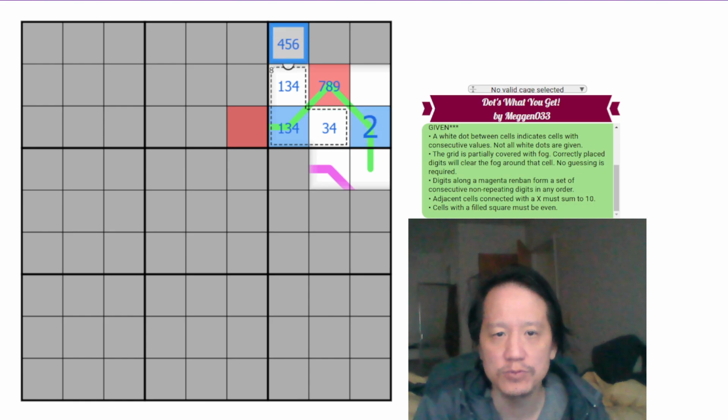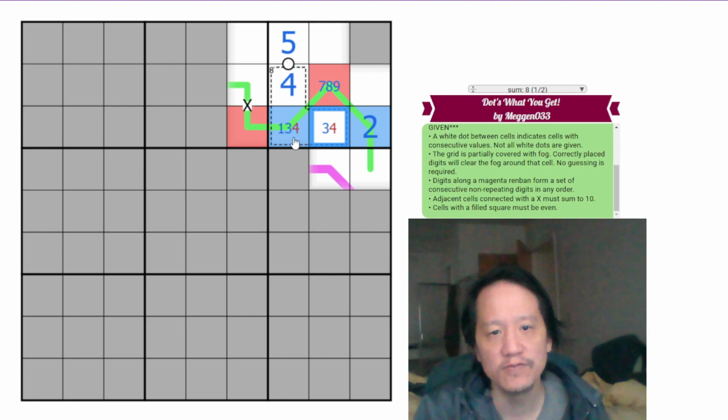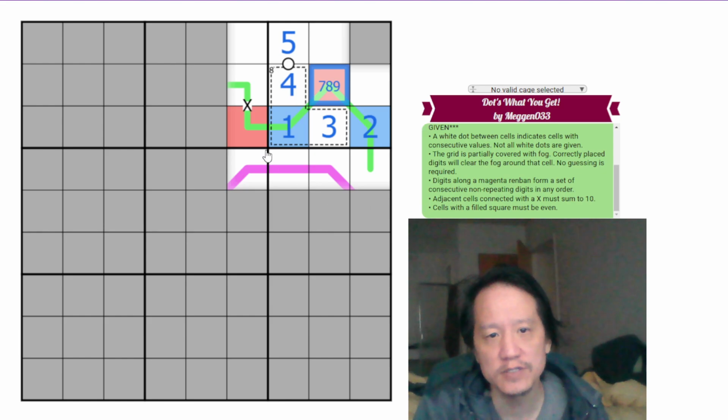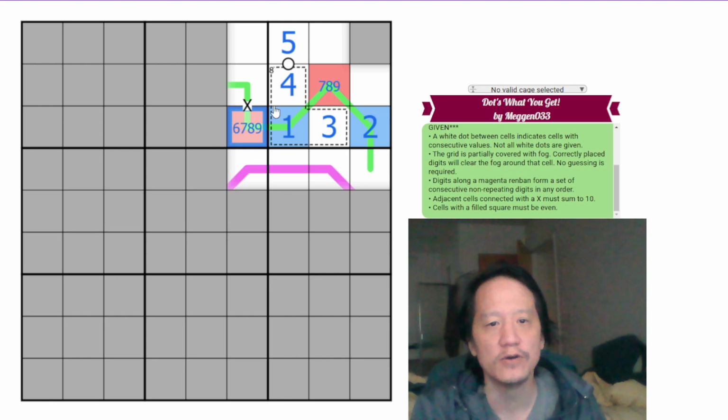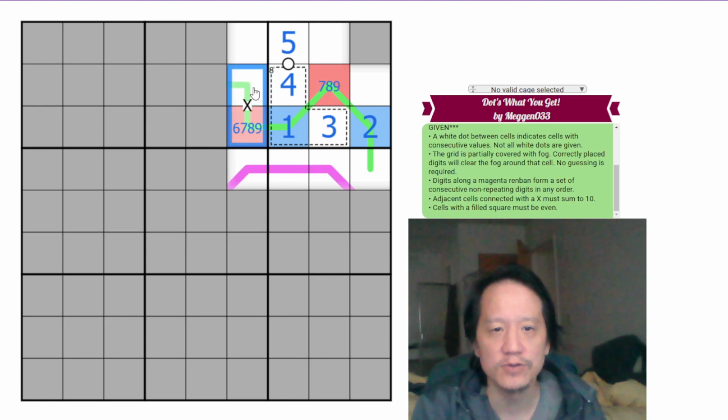This cannot be 1, 2, 3, 4. So this is 5 or 6, which makes this a 5 and this a 4, because it has to be consecutive. That's a 3. This is a 1. So this could be 7, 8, or 9. This could be 6, 7, 8, or... Oh, wait, no. It connects to it.